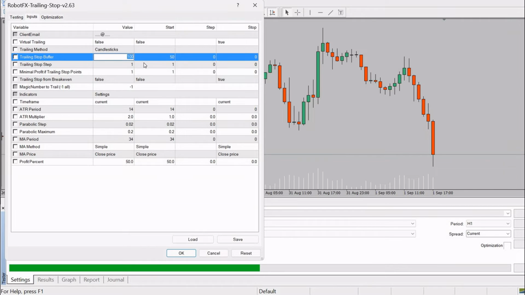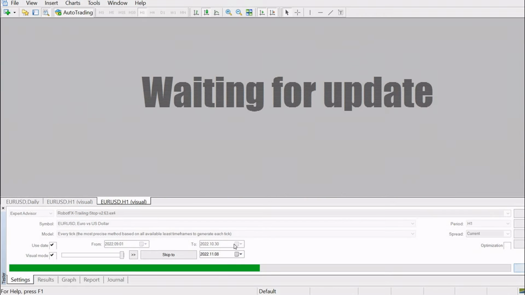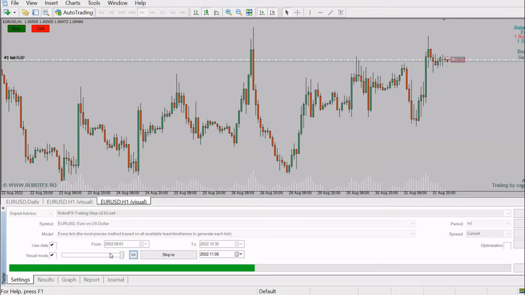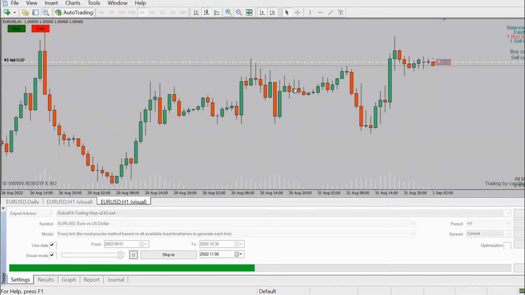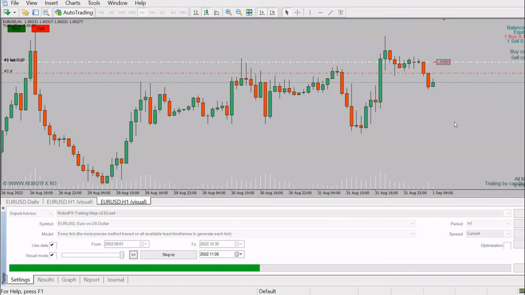I will have a buffer of 1 pip only, and that will be the distance from where the stop loss is to the candlestick. I hope this will be visible. Might help if I decrease the speed. And now it's too slow, of course. All right, we can see it right here.